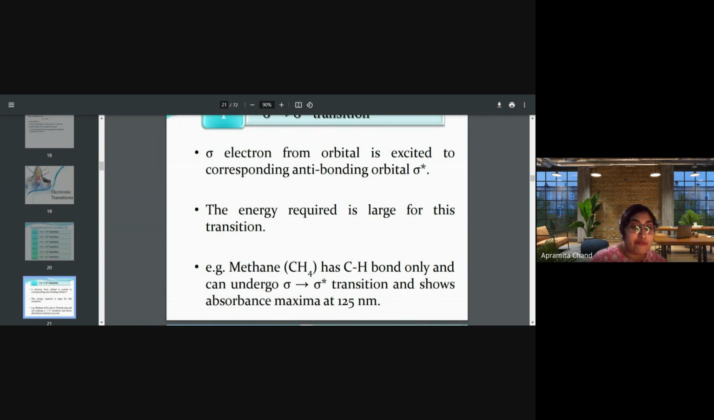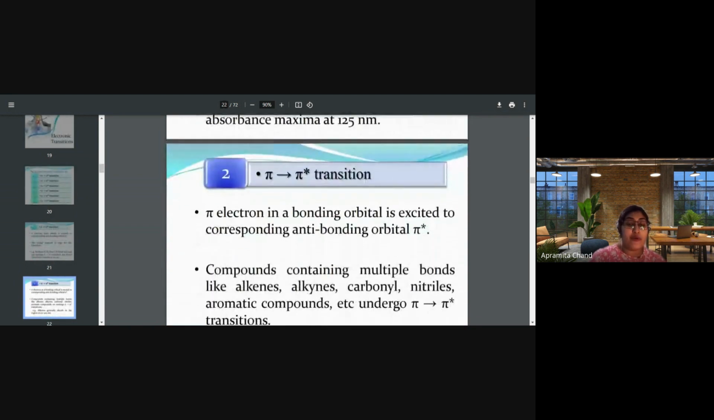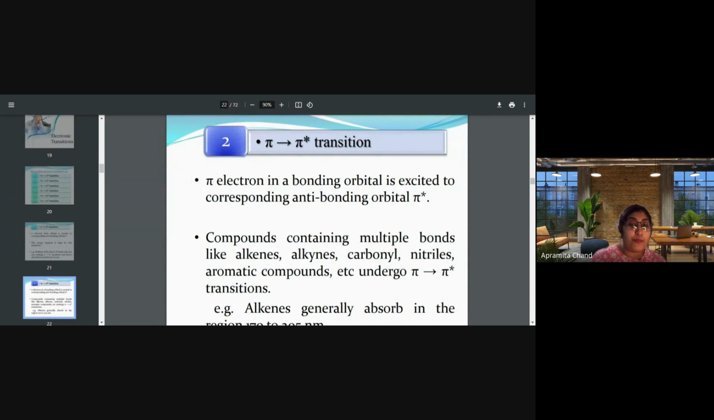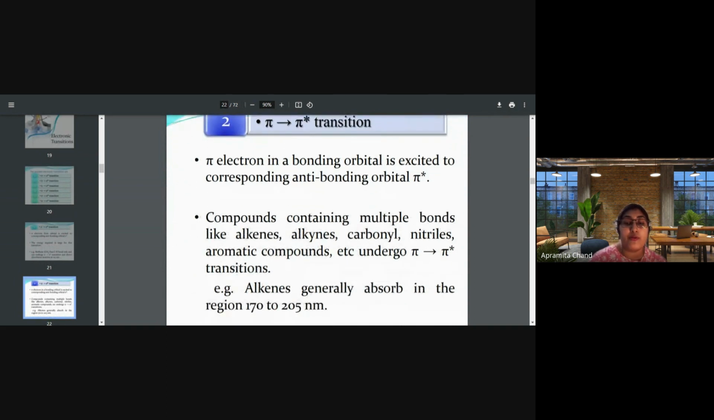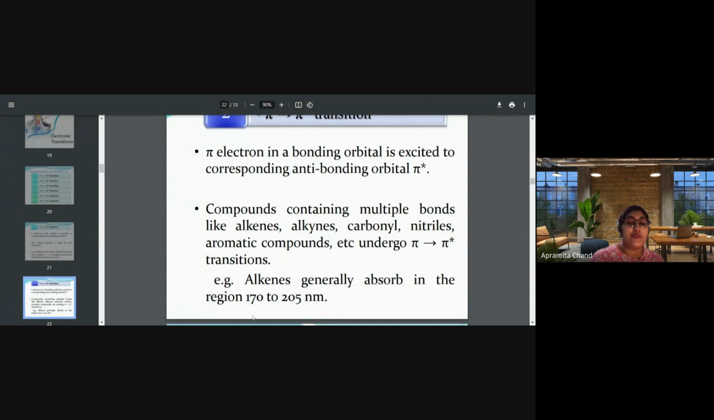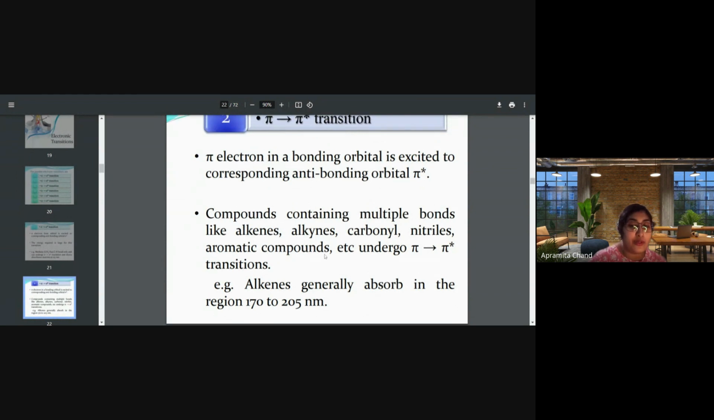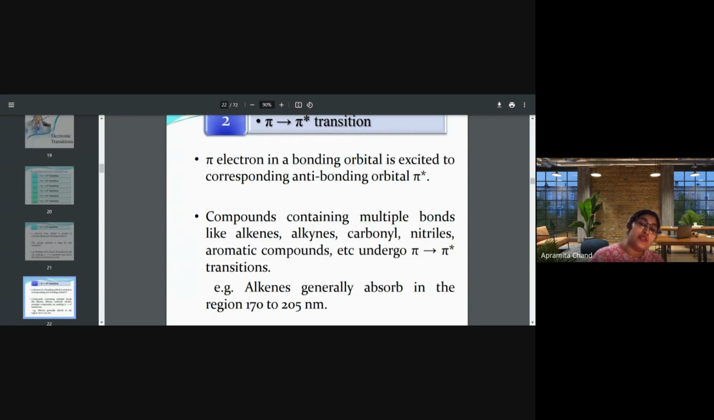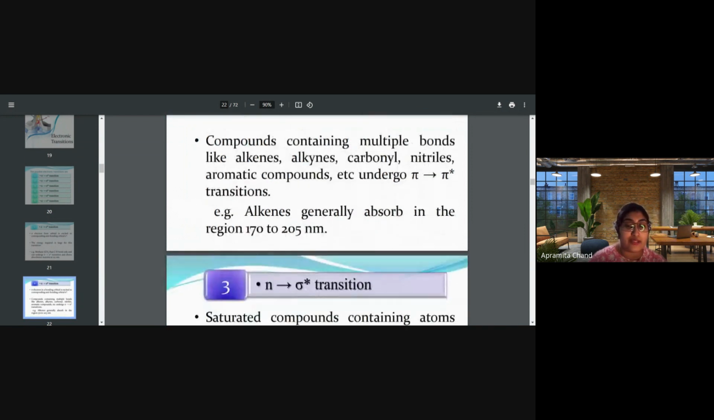If you have a pi to pi star transition, now pi bonds are found in multiple bonds, where compounds have multiple bonds, like alkene, alkyne, carbonyl, nitrile, aromatic compounds. So they undergo pi to pi star transition. Alkenes generally absorb in the region 170 to 205 nanometers. So here the pi electron in the bonding orbital is excited to the corresponding antibonding orbital, pi star.